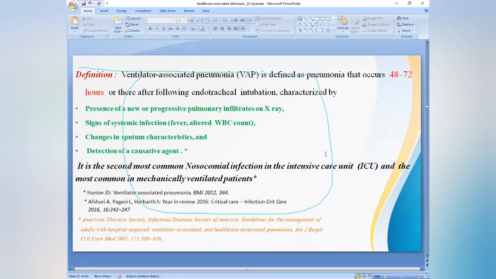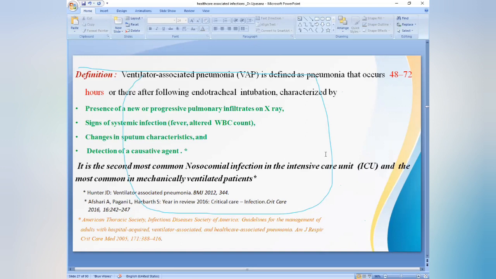Any signs of systemic infection are included: any increase in TLC count, any fever, any altered sensorium, changes in the sputum characteristics, or any ET secretion changes. If there are changes, the sample is sent to the microbiology department, to detect the causative agent from the ET tube, from the sputum, or from the bronchial washings.